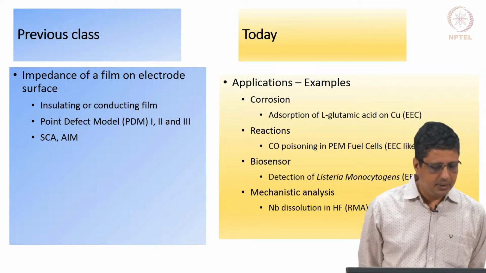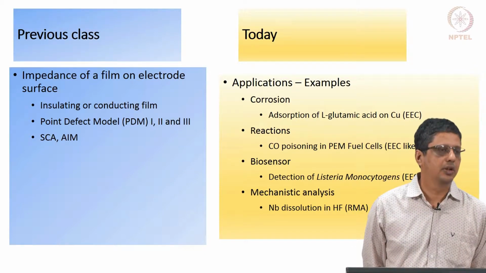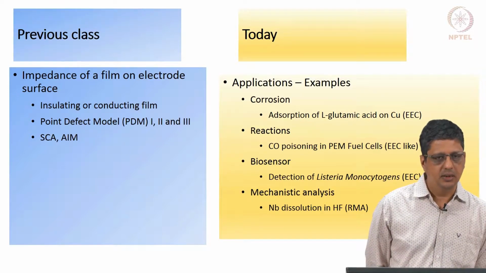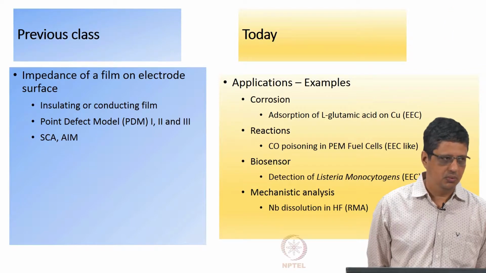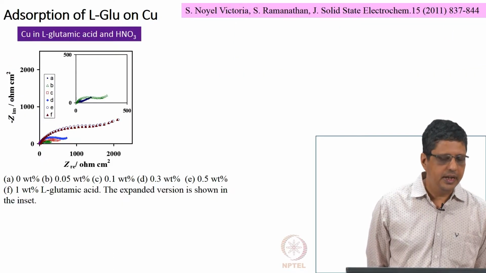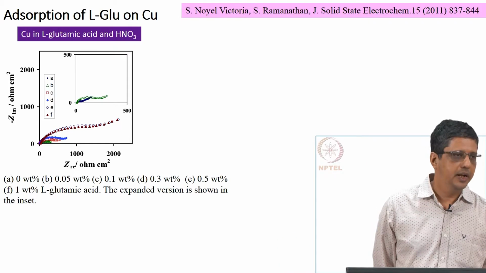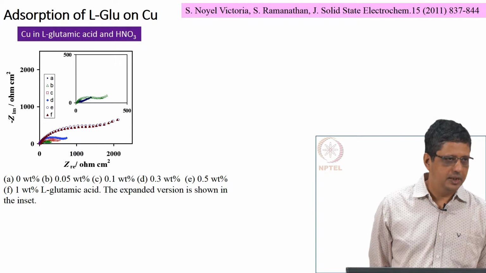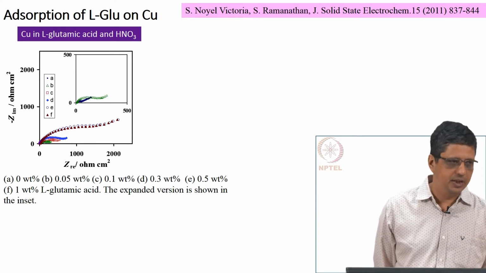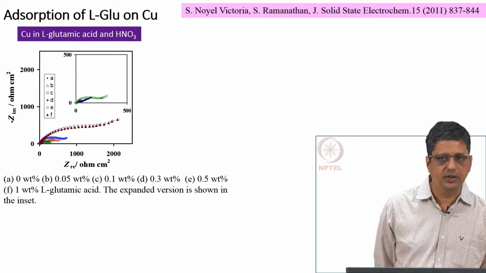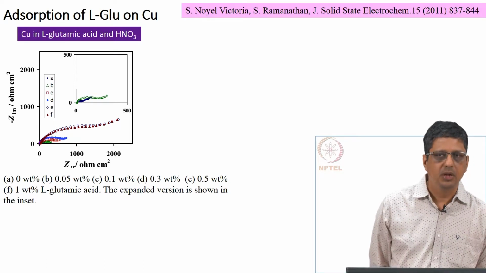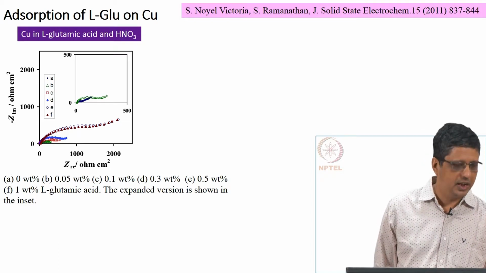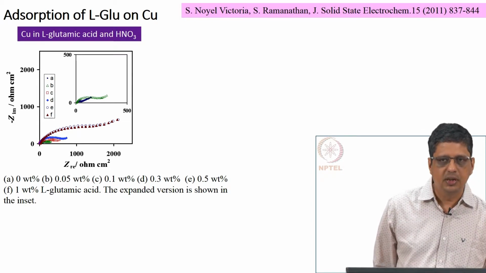All right, the first example is measurement or quantification of adsorption of an organic chemical called L-glutamic acid on copper electrode in nitric acid solutions. In nitric acid solution, copper will dissolve, but if the organic chemical we put in adsorbs on the surface, it can block or reduce the interaction between the nitric acid and copper. That basically acts as a corrosion inhibitor, although that was not necessarily the purpose for which it was used in the literature.